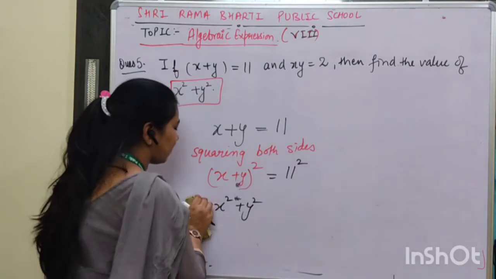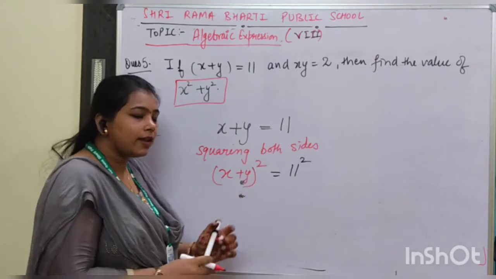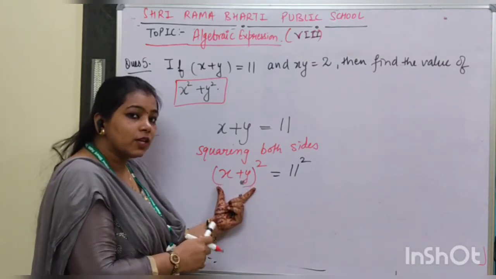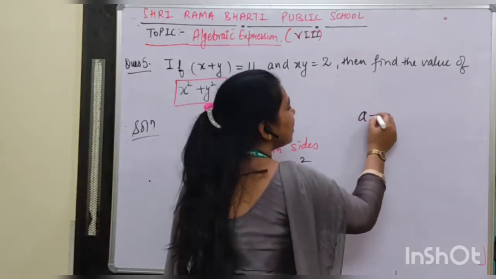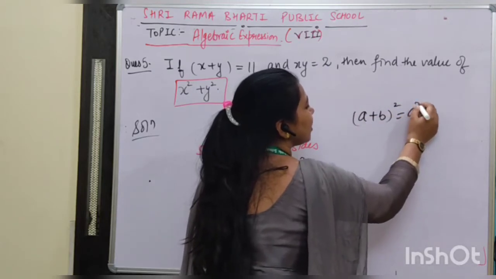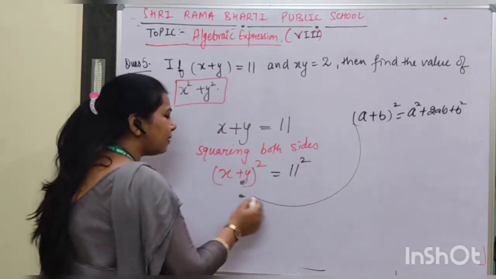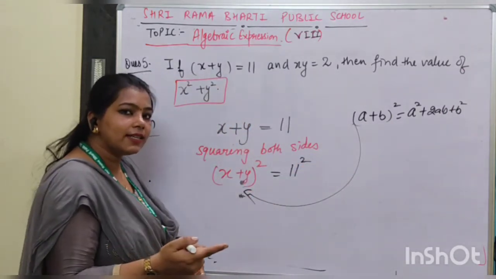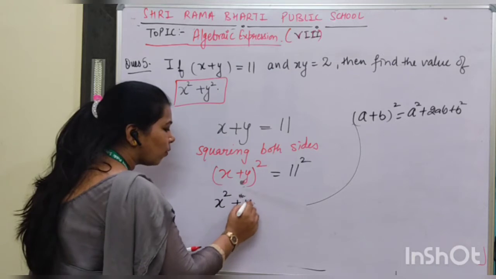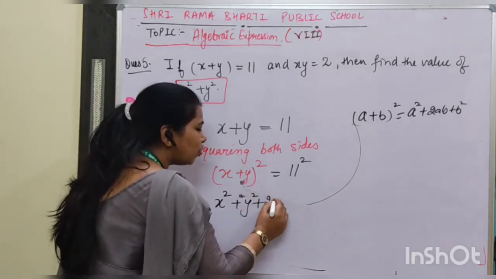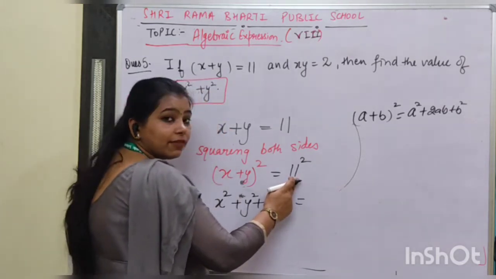So here, as we have done whole raised to the power square, if we see the structure of this, it is the same as a plus b whole square. Like we have done the identity, a plus b whole square is equal to a square plus 2ab plus b square. So we can apply the identity here. So it will be x square plus y square plus 2 into x into y, and after squaring 11, we will get 121.